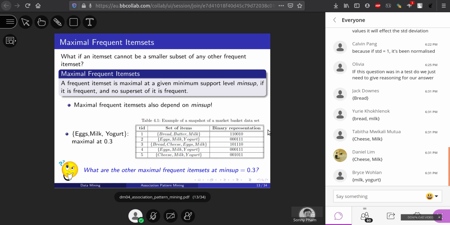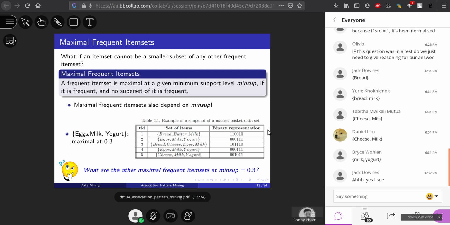Jack, bread is not maximal because if you look at bread, for example, transaction 1, we have bread and milk, and the other one we also have bread and milk. So bread is part of bread and milk, and whenever bread happens, milk also happens. And milk also happens outside bread and milk as well, and therefore bread is not maximal. It's a problem. So if you say bread and milk, then that might be, but did someone say bread and milk?